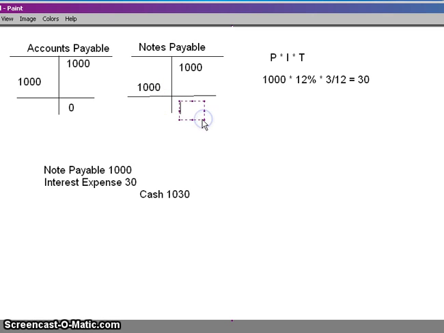Not an O, a zero. There you go. Okay, so that's what your journal entries generally look like, the simple entries for notes payable.